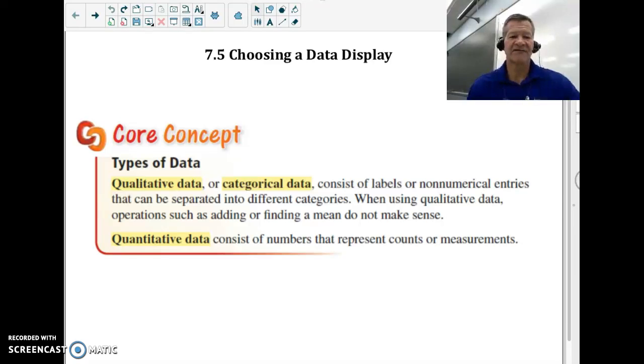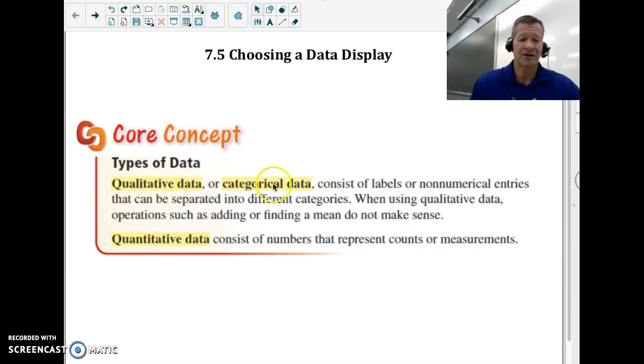Section 7.5, example 1, we are going to understand the difference between qualitative and quantitative data and try to give some examples and decide what data is qualitative and quantitative. So first, let's read the definitions.